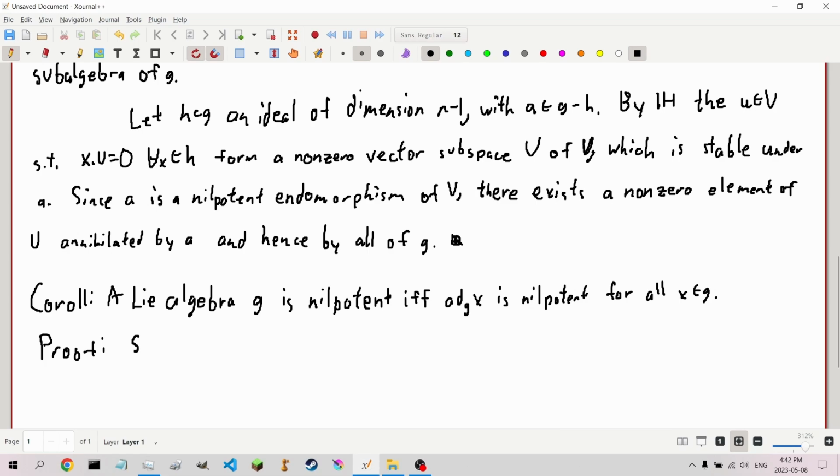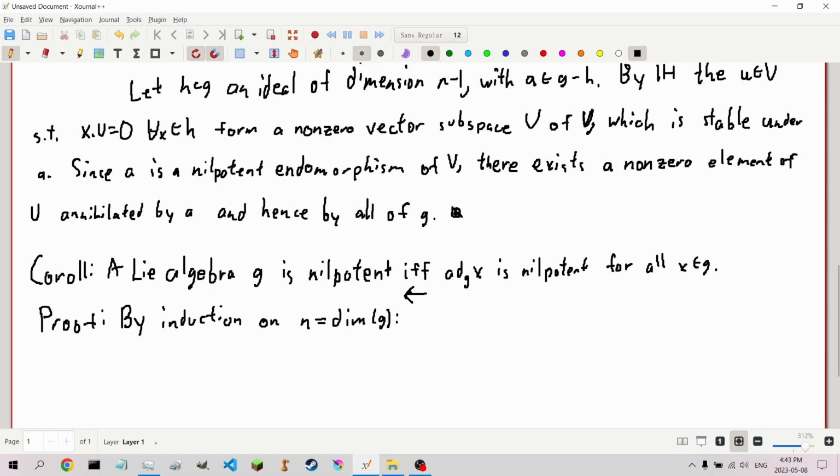So we only need to prove this way, and we prove it by induction on n equals the dimension of G. Of course, once again, the zero-dimensional case is trivial. So we're going to have G be our n-dimensional Lie algebra. Just a reminder of our setup: G is an n-dimensional Lie algebra with every adjoint representation of every element in G being nilpotent.